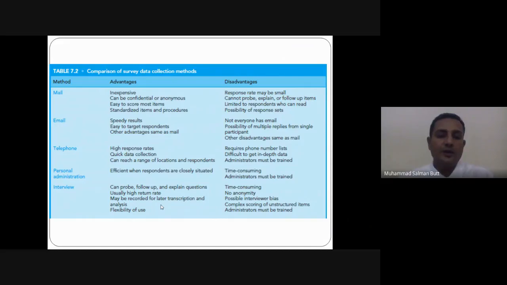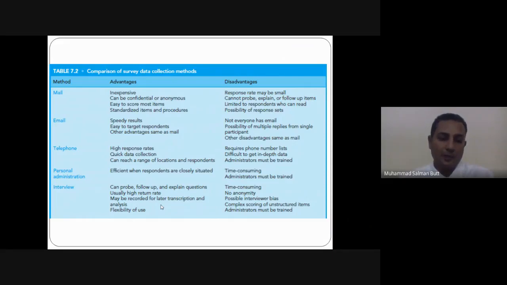The advantage of this one is that it is efficient when respondents are closely situated, because you are there to guide the respondent and to respond to the respondent, so that the respondent will be very actively filling in that questionnaire. But this method has some disadvantages: it is time consuming and the administrator must be trained as well.